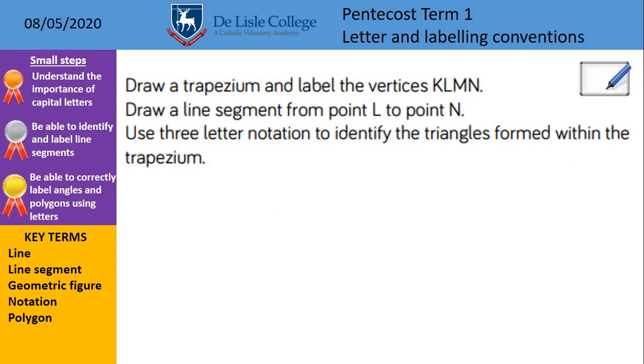Okay, so this time we're going to draw a trapezium and label the vertices. Remember, we call those the corners, K, L, M, N. Then you're going to draw a line segment from point L to point N and use 3-letter notation to identify the triangles formed within the trapezium.